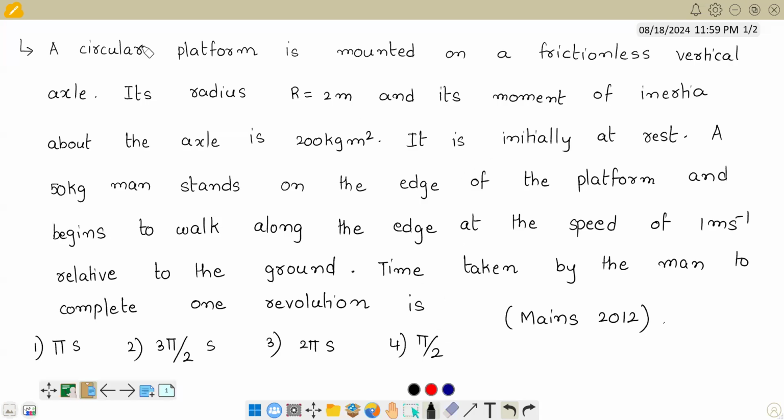Hello student, the question says a circular platform is mounted on a frictionless vertical axle. Its radius r equals 2 meters and its moment of inertia about the axle is 200 kg meter square. It is initially at rest. A 50 kg man stands on the edge of the platform and begins to walk along the edge at a speed of 1 meter per second relative to the ground. The time taken by the man to complete one revolution is.